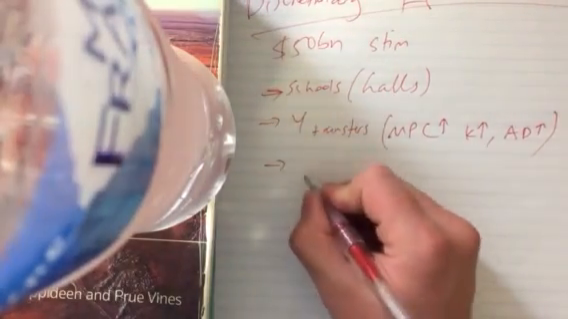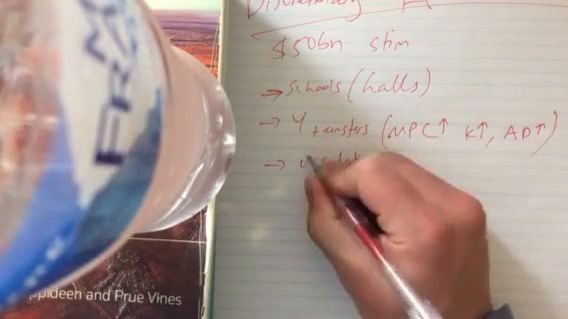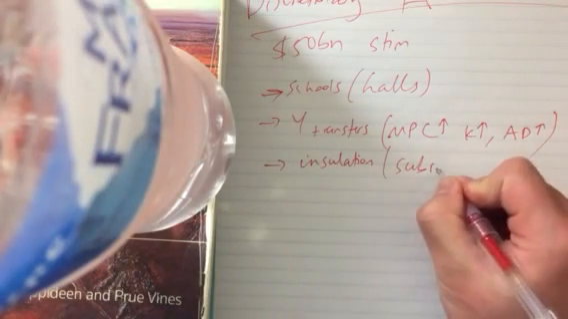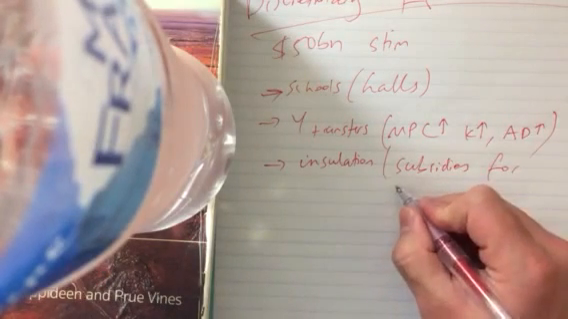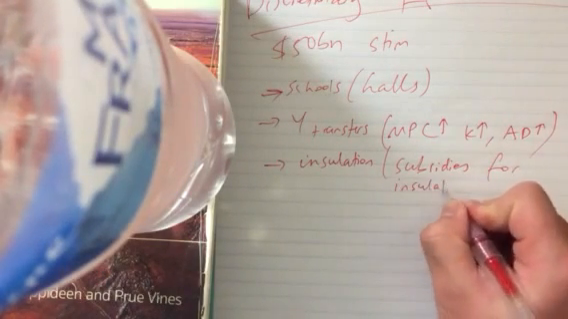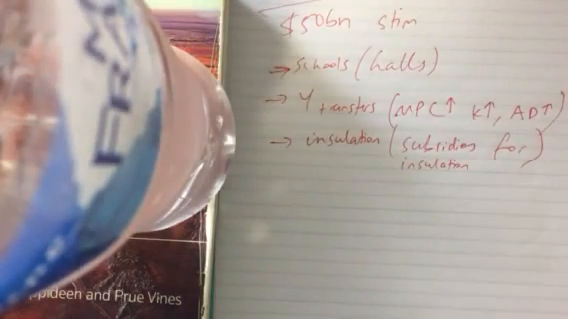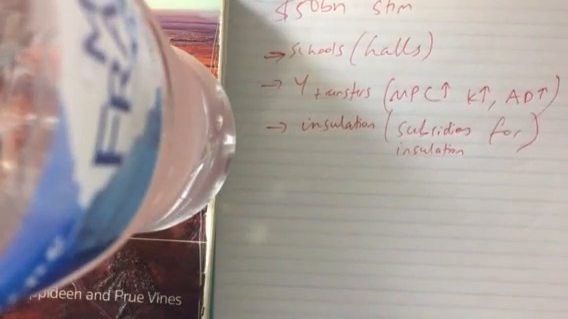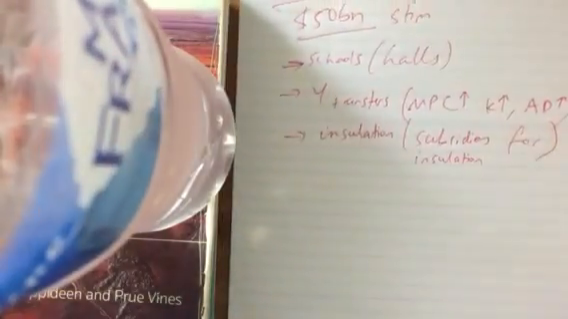They also did insulation. They provided subsidies for insulation. Discretionary fiscal policy, and it was $50 billion. That's a good start.